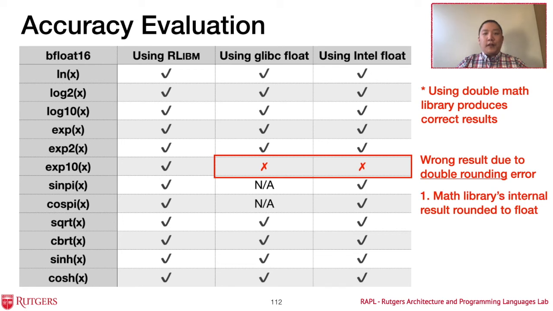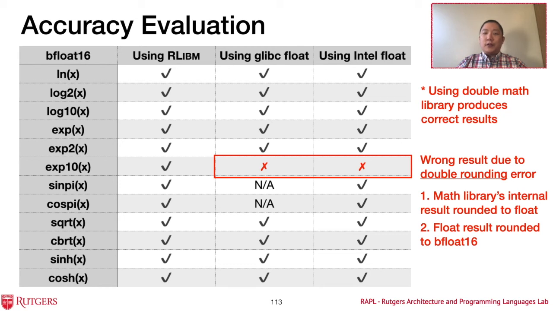More specifically, when glibc and Intel's float math library compute the result of 10 to the power of x, internally they round the result to the float type. This float type result is the correctly rounded result for float. However, when the float result is then rounded again down to bfloat16, it results in a wrong value.